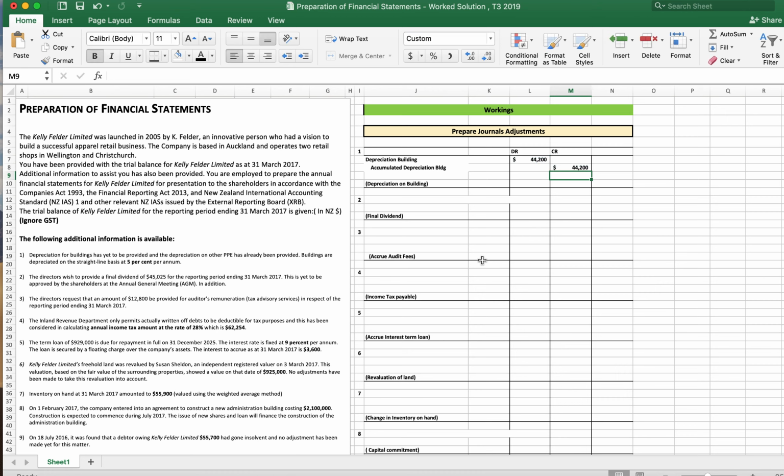Journal 1 complete. Final dividend, 2. So I've referenced these close to the notes. The directors wish to provide a final dividend of $45,025 for the reporting period ended 30th March 2017. Great, we could do a journal to bring that in. This is yet to be approved by the shareholders at the annual general meeting. Okay, all right.